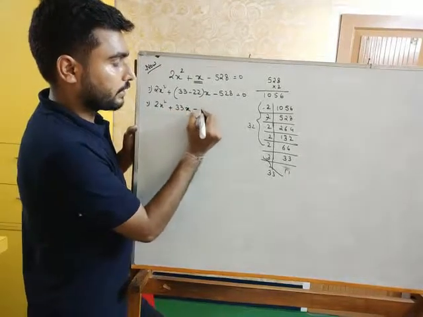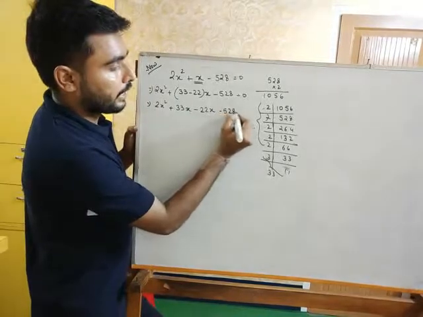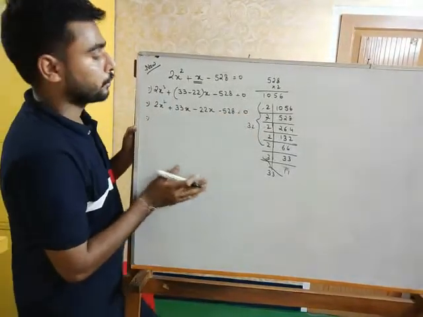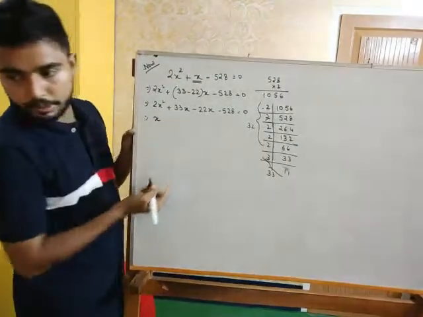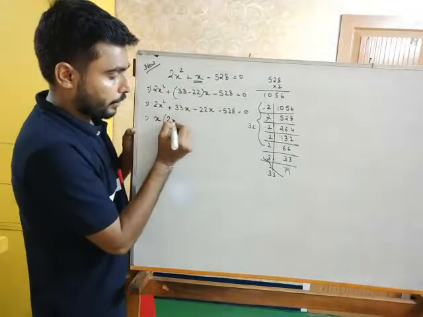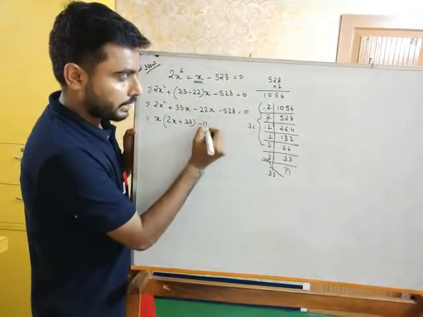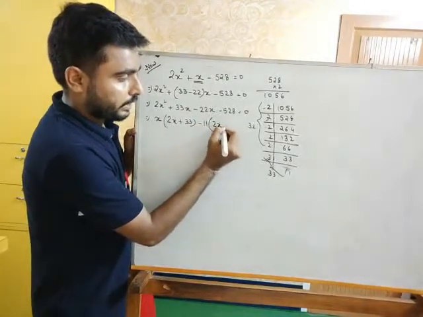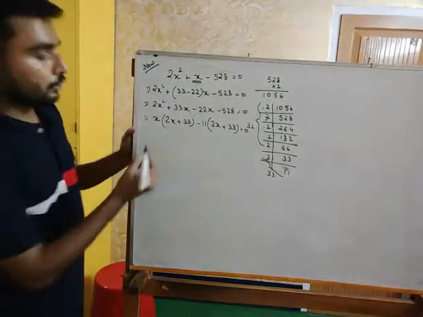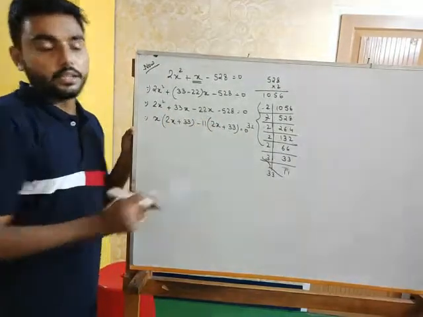33 into x is 33x, minus 22 into x is minus 22x, minus 528 is equal to 0. So now can I take anything common here? No. So only x can be seen as common. So you have taken x as the common. Here 2x, twice x remains plus 33. Here I can take minus 11 as common. Twice x plus 33 is equal to 0. So overall here from the 4 terms we have made it 2 terms.